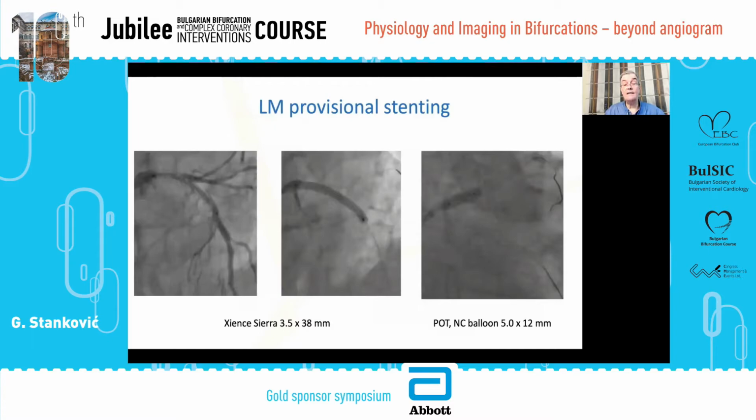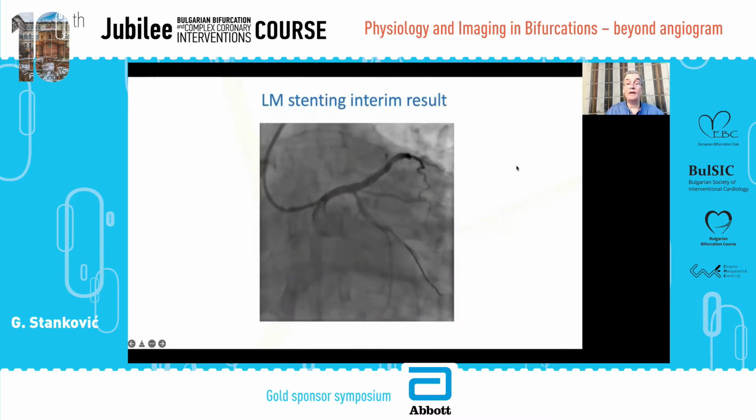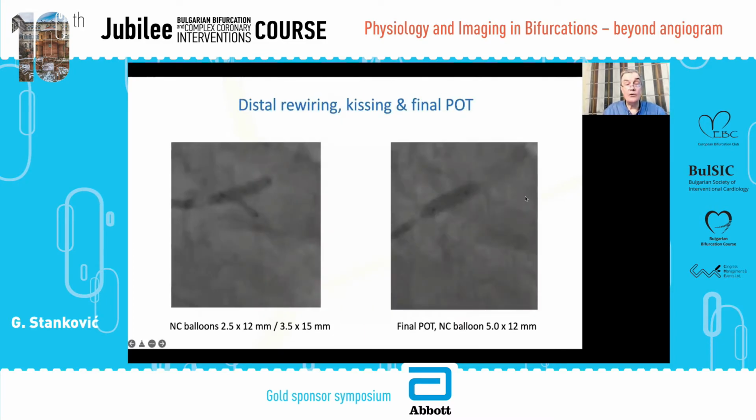And then a second, long Xience Sierra 3.5 by 38 was selected, covering a disease segment from the left main up to the proximal part of the LAD, and then inside the left main POT with a 5.0 balloon. Again, important data: the 3.5 Xience Sierra can be safely expanded up to 5.5 millimeters, so 2 millimeters bigger balloon. And this is the interim result. We are not sure about the result at the ostium of the circ.